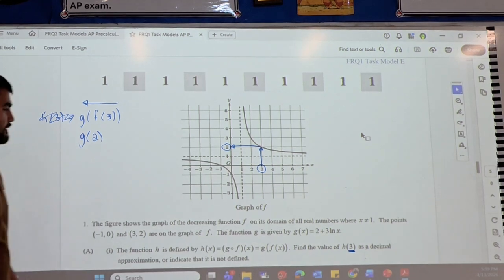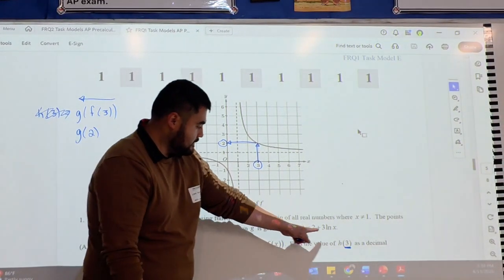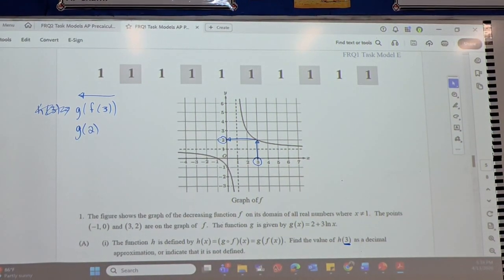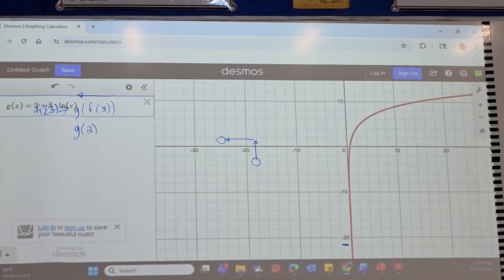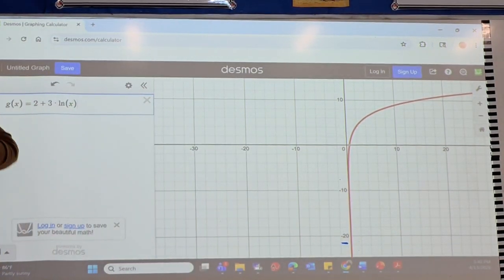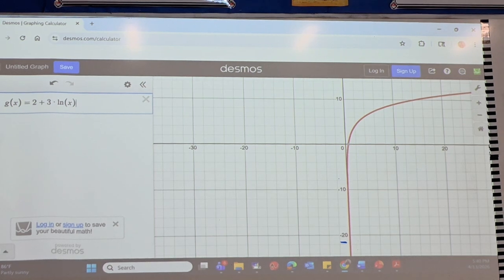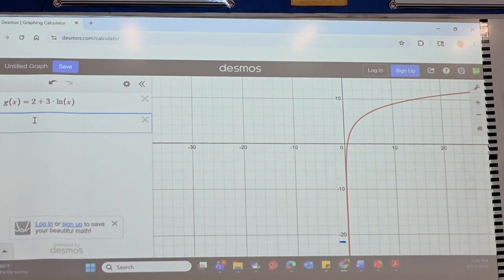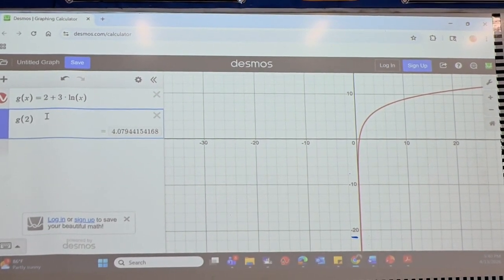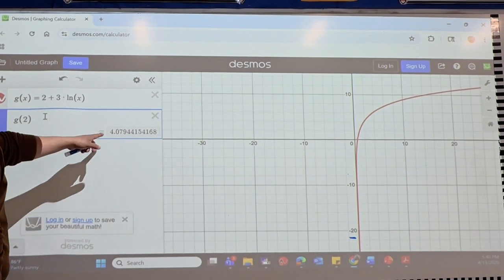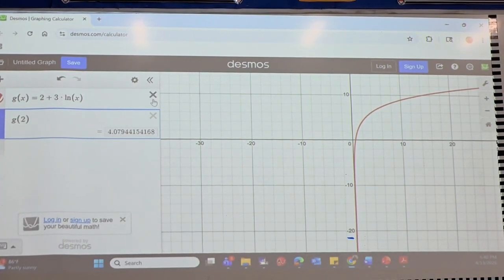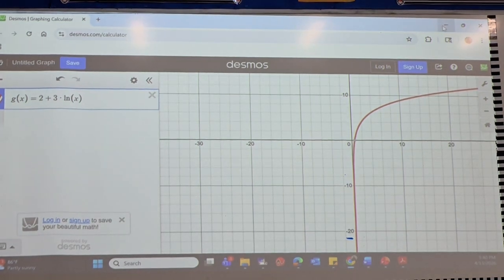So now what you have to do is look at the function g and try to graph that in decimals. So when you graph it, which in our case, we already took the time to do that, we're gonna go here. Once you graph it, go into another row and put g of 2. And the answer should be x equals 4.079. So that was A1.